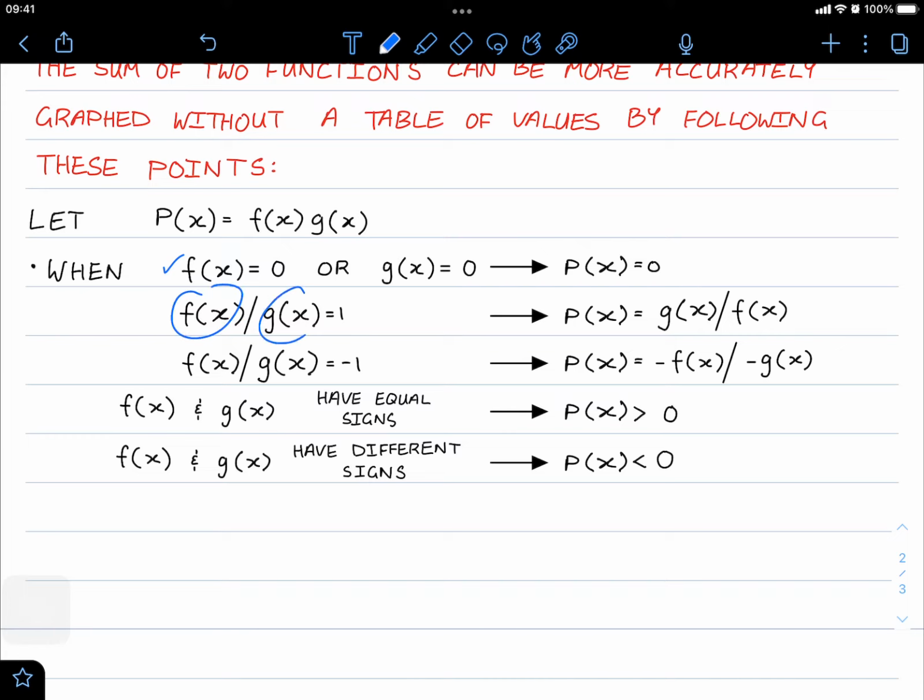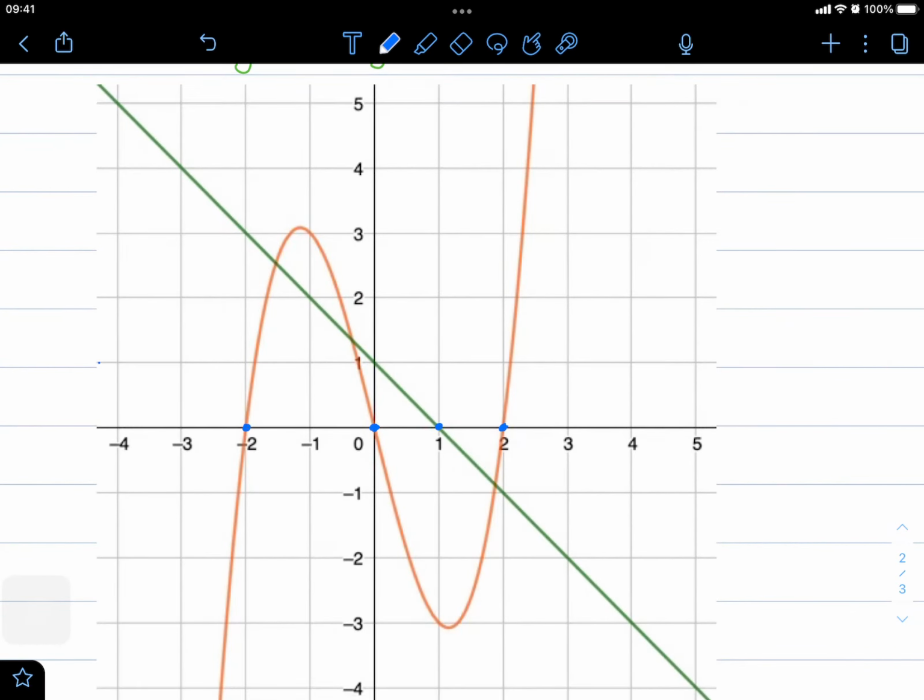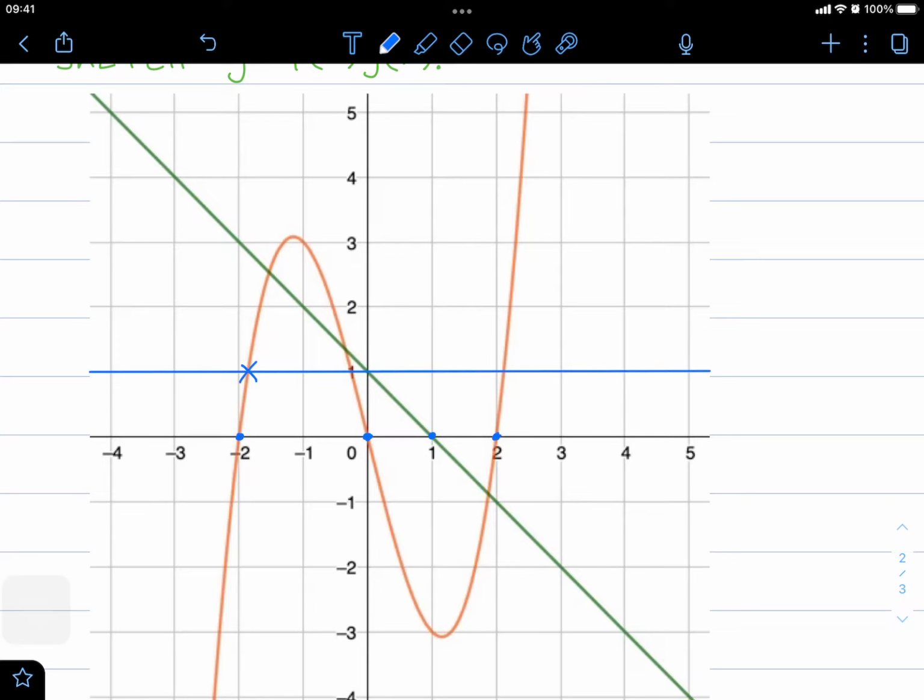When f of x or g of x is equal to 1, the product is g of x or f of x. So, for example, if f is 1, the product is going to be g. So let's say 1 times anything, well, it's just going to be that same anything, right? So I'll demonstrate to you that here. Let's take a look at y is equal to 1. That line there, y is equal to 1. So when f is 1, the product is going to be g. So it's going to pass through this point here.